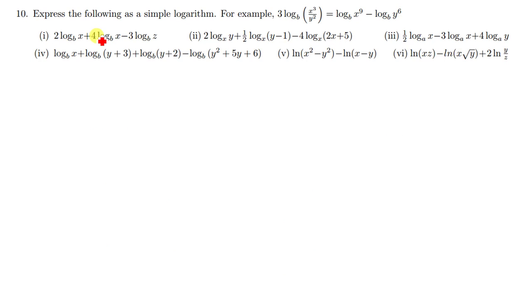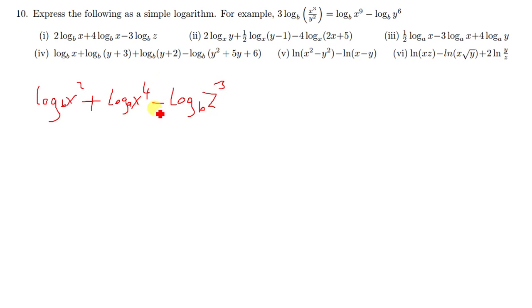Okay, so start with the first question there. What you can do is first take all the coefficients as powers. So the first part is just going to be the log of x to the power 2 base b, plus the log of x raised to power 4 base a, minus the log of z base b. This is going to be to the power 3.